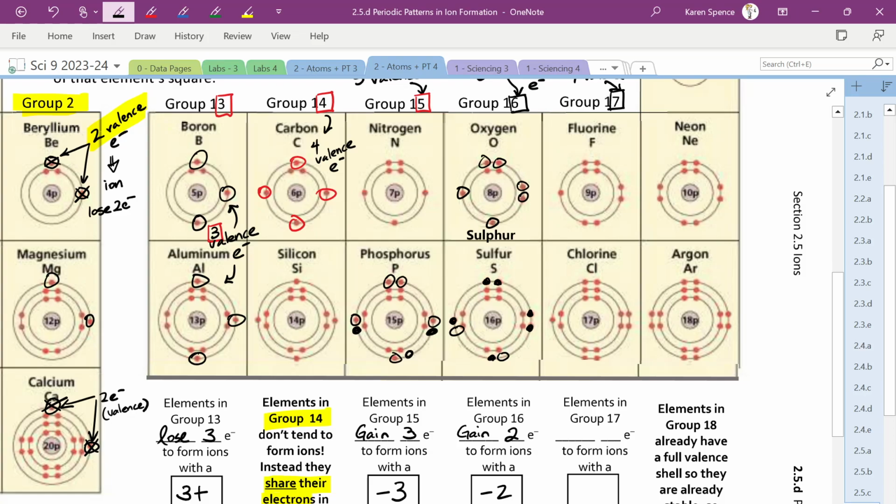Can you guess what charge group 17 is always going to form? 1 minus. Because they're going to want to gain 1 electron. Okay.